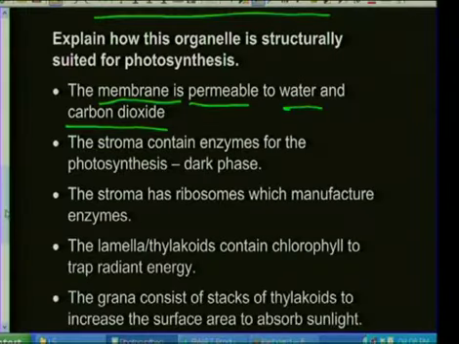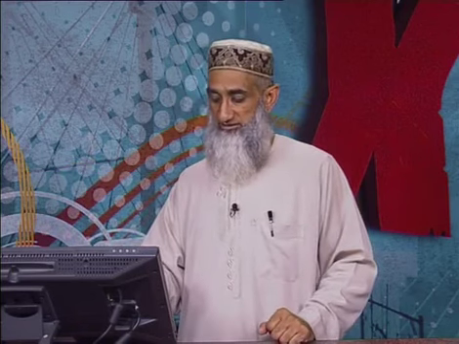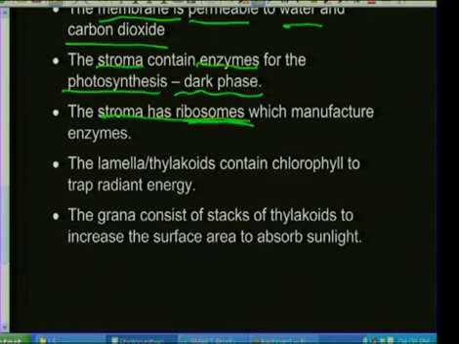Secondly, the stroma, that liquid part that we spoke about, contains enzymes for photosynthesis. So they help the cycle to continue, the dark phase. We'll talk about that later. The stroma also has ribosomes, which manufacture proteins, and if they manufacture proteins, they manufacture enzymes, because all enzymes are protein. You learned this in grade 10.